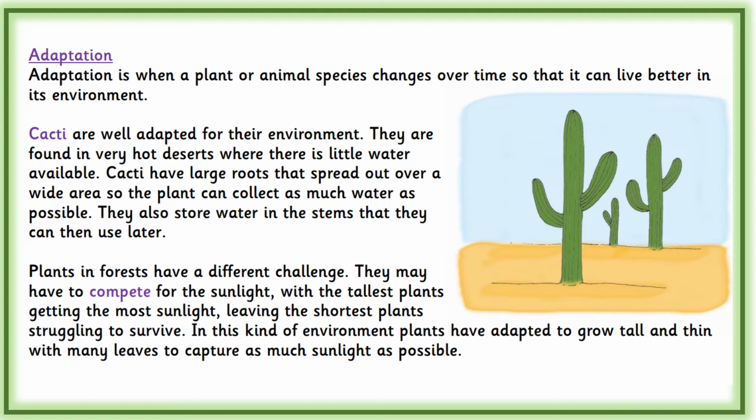Adaptation. Adaptation is where a plant or animal species changes over time so that it can live better in its environment. Cacti are well adapted for their environment. They are found in hot deserts where there is little water available. Cacti have large roots that spread out over a wide area so the plant can collect as much water as possible. They also store water in the stems that they can then use later.